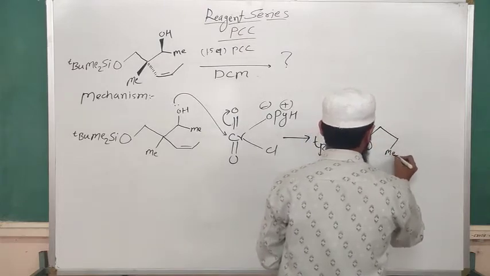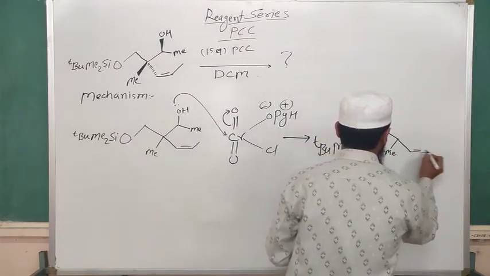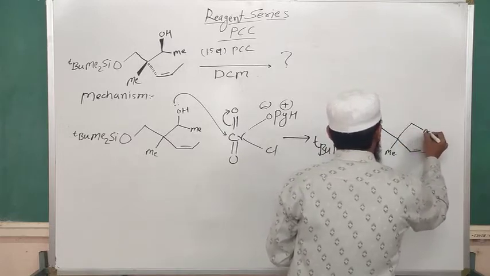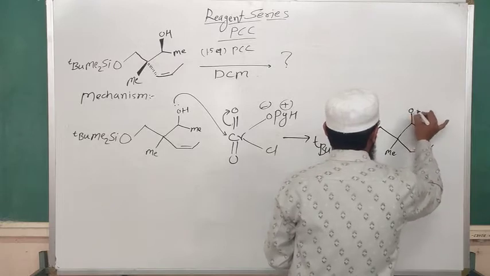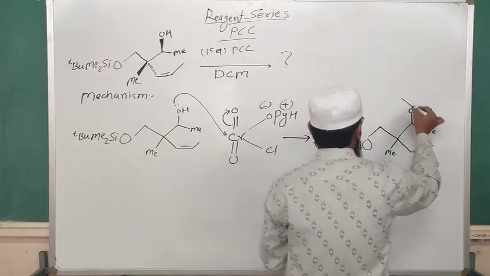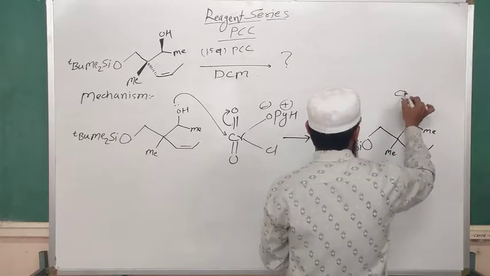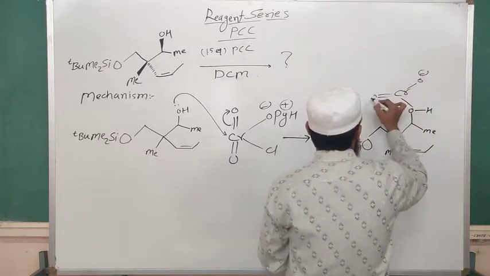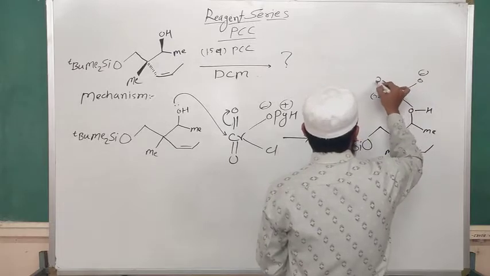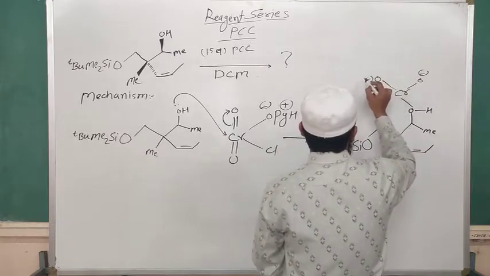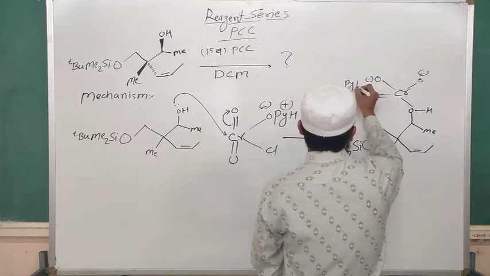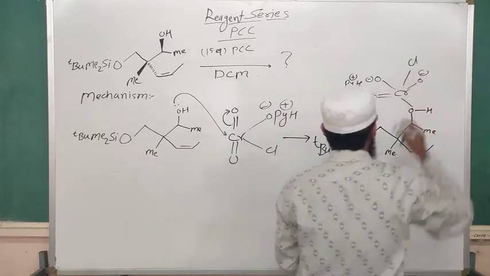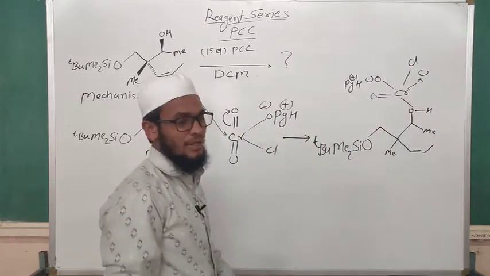Here we have the methyl group. Here we have our alkene. Here we have our methyl. Here oxygen, its hydrogen, and it is getting attached to the chromium. Single bond O negative, double bond O, single bond O negative, which is attached to pyridinium H positive, that is the pyridinium ion, and here we have our chlorine. Look, everything is the same.